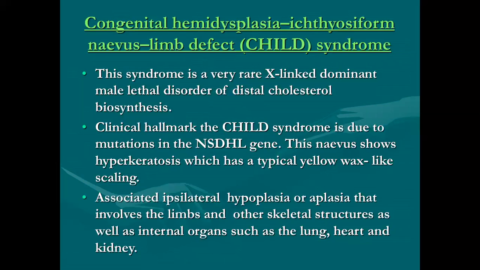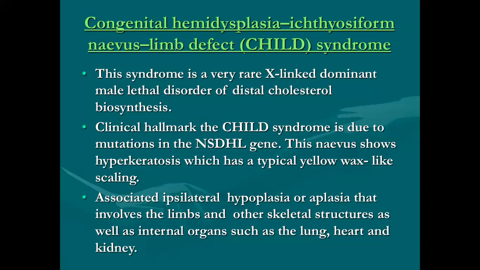The other syndrome is congenital hemidysplasia with ichthyosiform nevus and limb defects, which is abbreviated as CHILD syndrome. This syndrome again is a very rare X-linked dominant disorder seen in females and lethal in males. And again it is due to a distal cholesterol biosynthesis deficiency. CHILD syndrome is due to mutation of the NSDHL gene. The nevus shows hyperkeratosis, which has typically yellow, wax-like scaling.